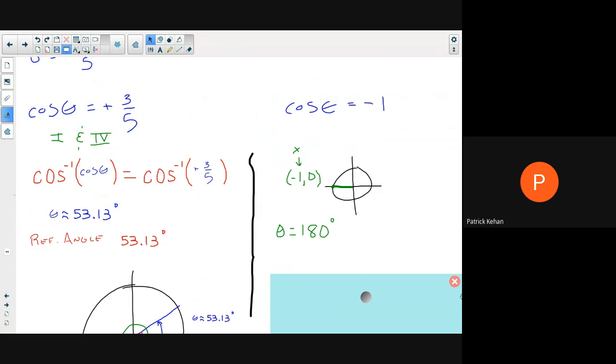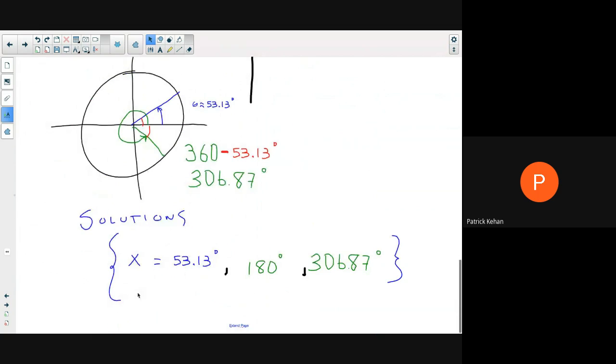And then now that we've identified the three angle solutions, we can turn around and write them in a solution set here. Least to greatest, 53.13 degrees, 180 degrees, 306.87 degrees. And this satisfies this equation now.